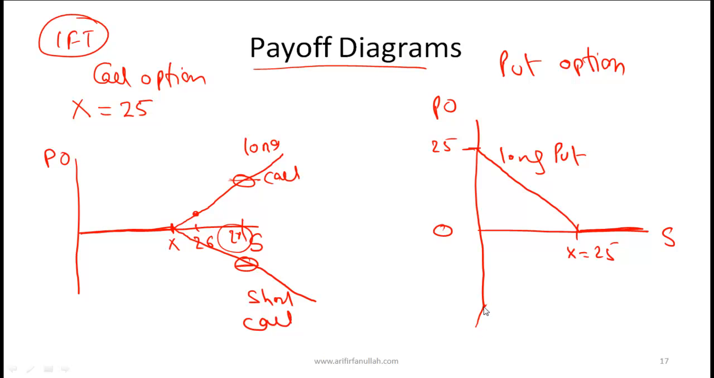What about the short put? Short put again would simply be a mirror image. So this is the short put. The maximum loss is 25, and obviously if the price of the stock at expiration of this put option is more than 25, then the long put will not exercise the option, and hence the short put does not need to make any payments.